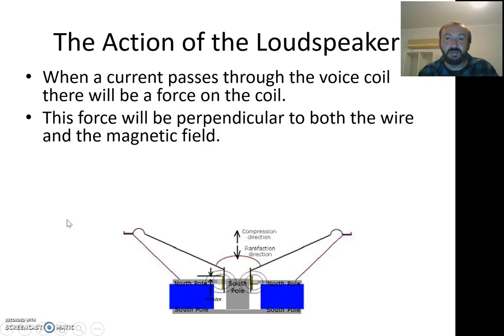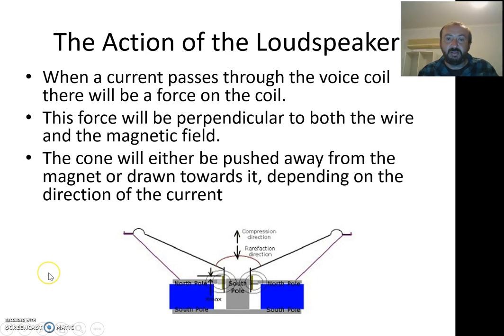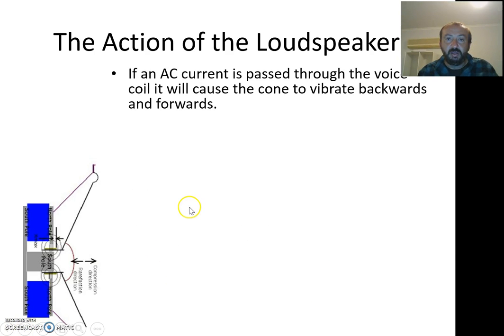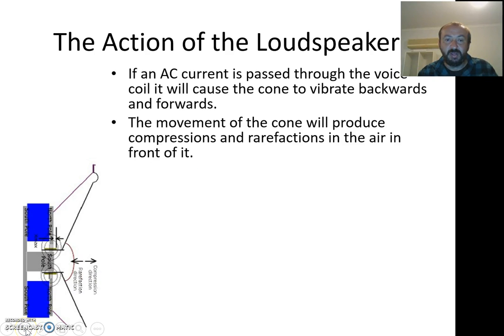Okay, this force will be perpendicular to both the wire and the magnetic field. So basically, it's coming here. There's a compression as the voice coil gets pushed this way, and when the voice coil gets pushed back this way, you'll get a rarefaction going on. Okay, the cone will either be pushed away from the magnet or drawn towards it, depending on the direction of the current. Okay, once again, if an AC current is passed through the voice coil, it will cause the cone to vibrate backwards and forwards.